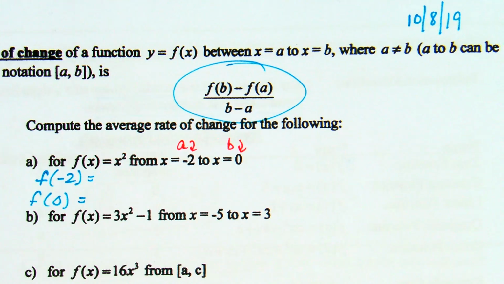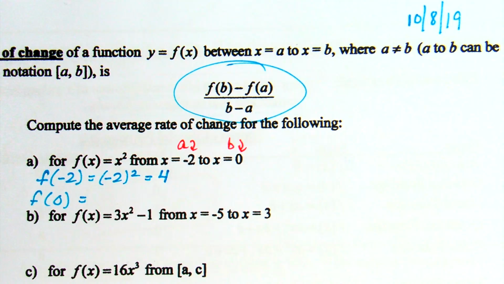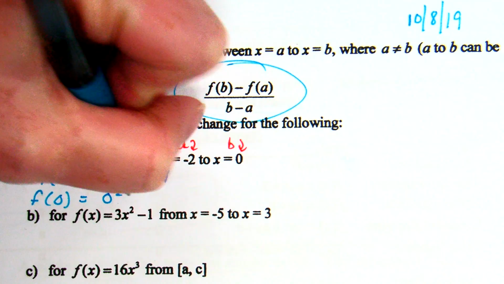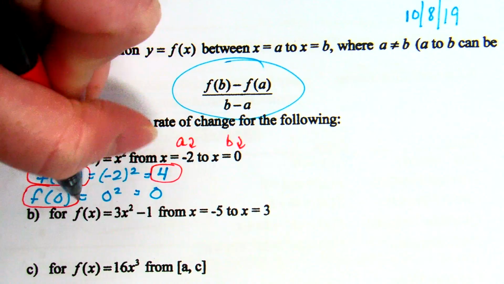How do I find f of negative 2 and f of 0? Plug them in, right? If f of x equals x squared, then f of negative 2 means I'm doing negative 2 squared, which is 4. If I do f of 0, that means I'm doing 0 squared, and 0 squared is 0. So f of negative 2 is equal to 4, and f of 0 is equal to 0.